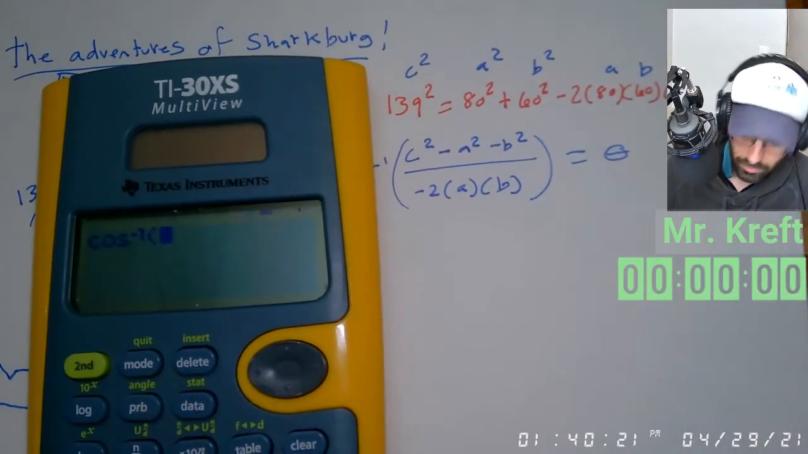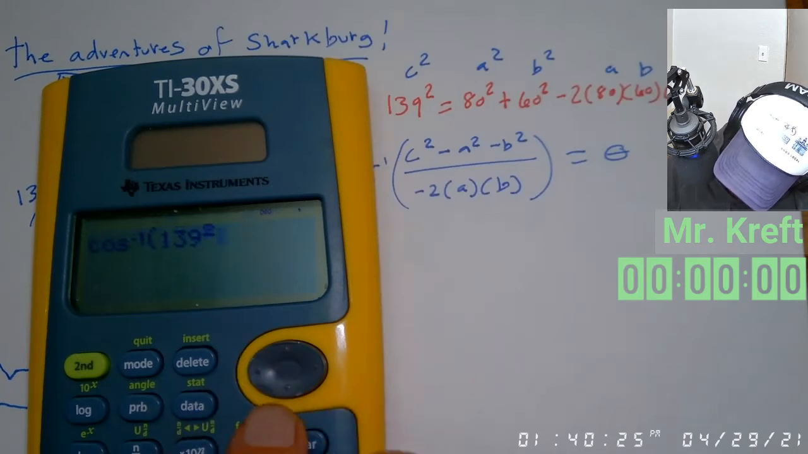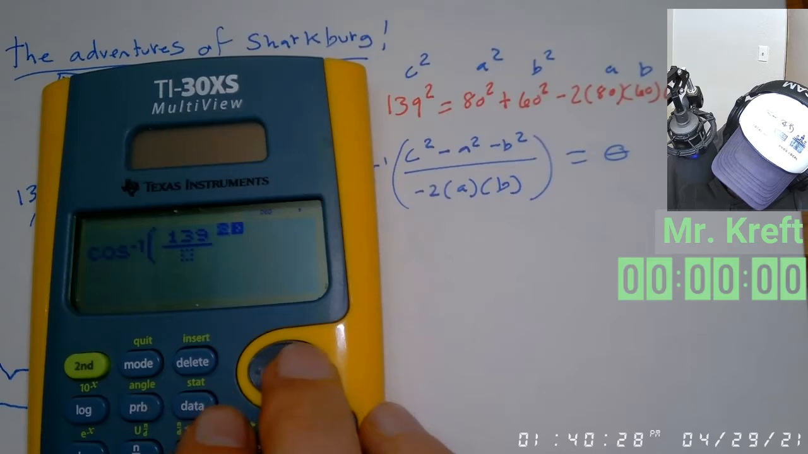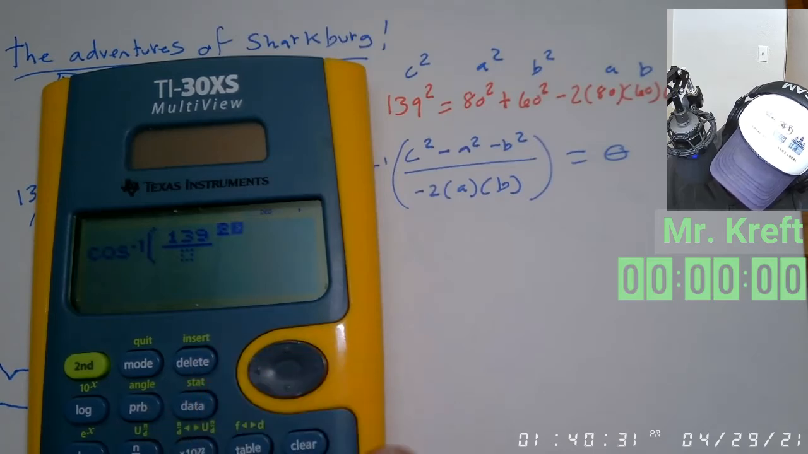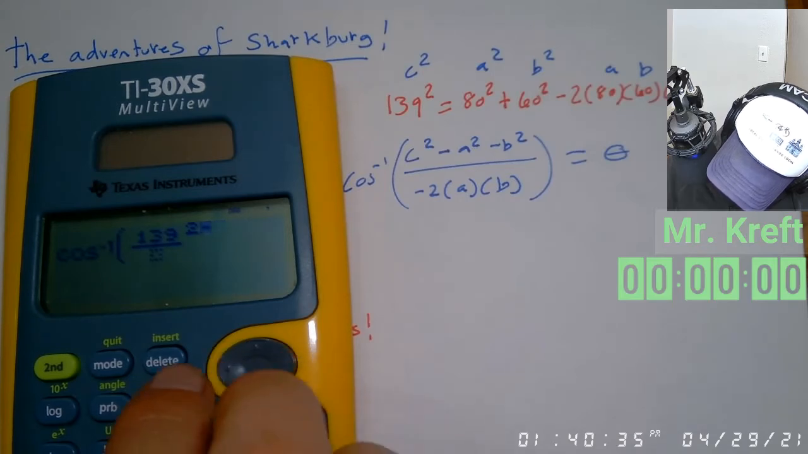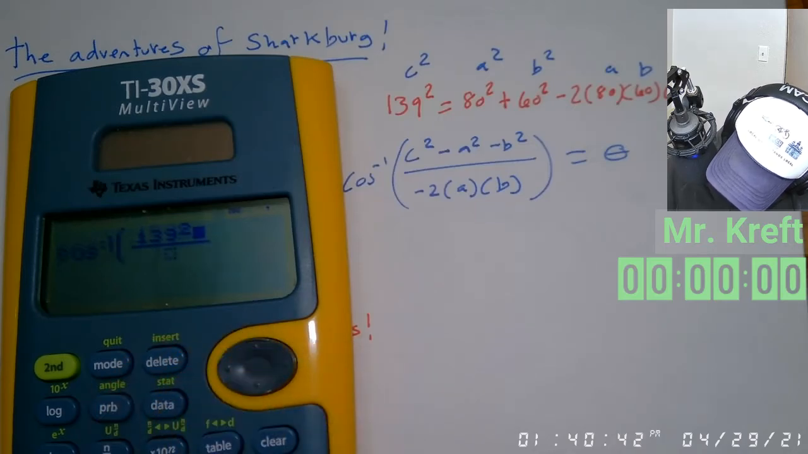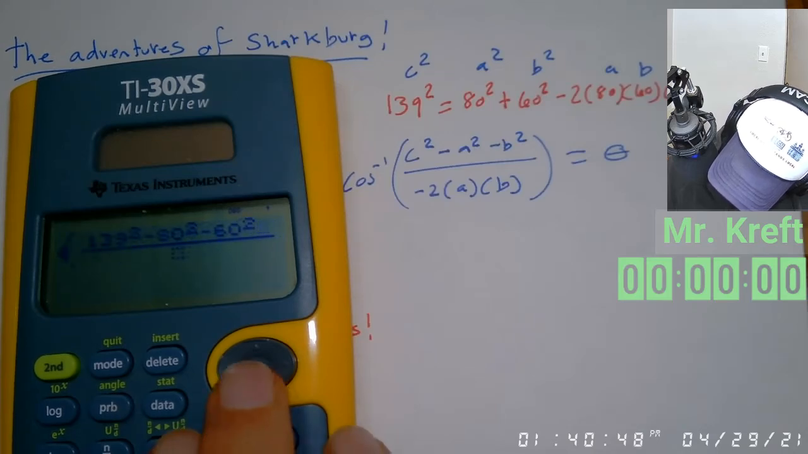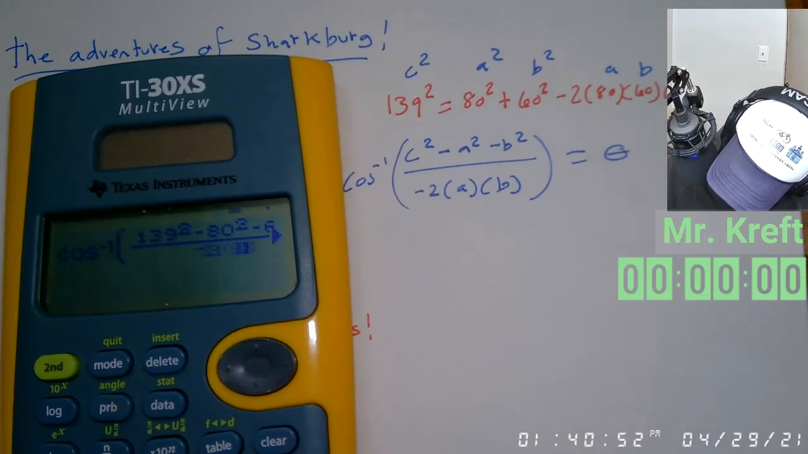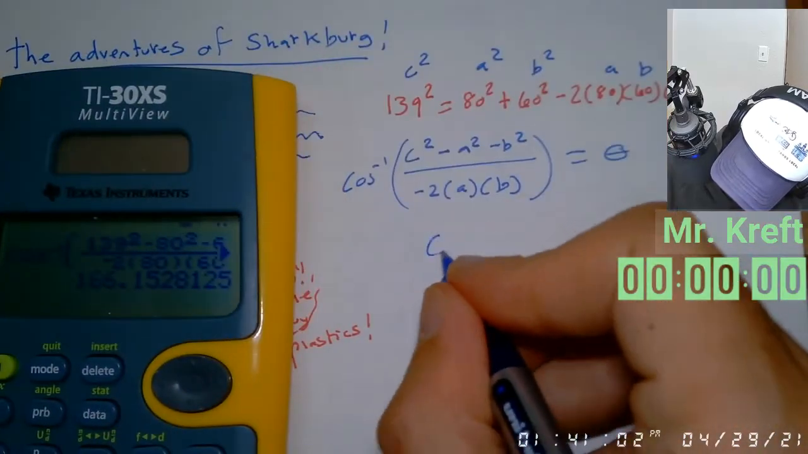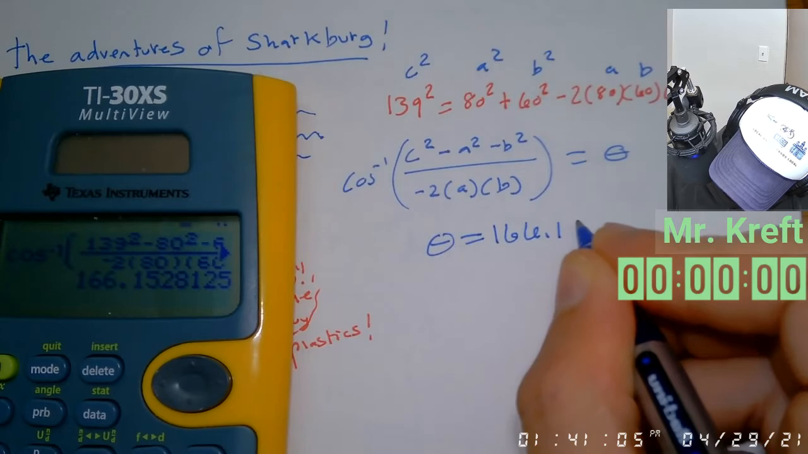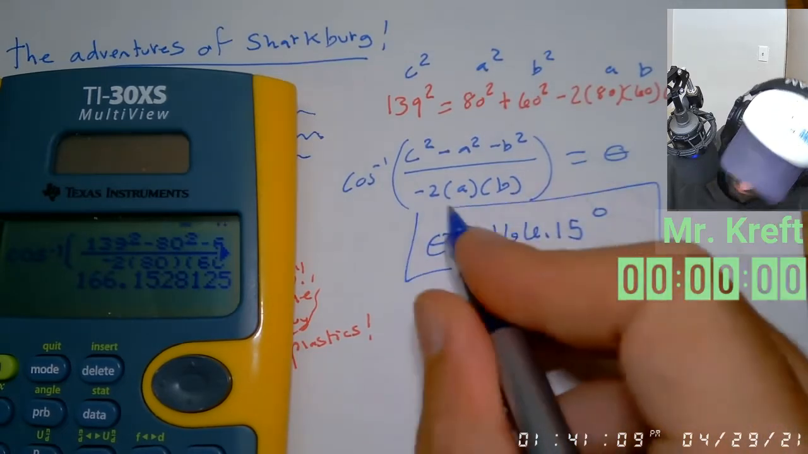So inverse cosine, and then I have 139 squared, minus 80 squared, minus 60 squared. And then on the bottom, I'm going to have negative 2 times 80 times 60. And then that's all she wrote. Close that up. So I get the angle theta is about 166.15 degrees.